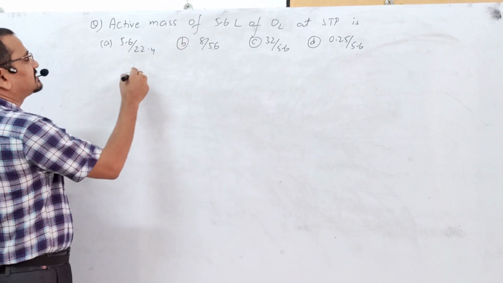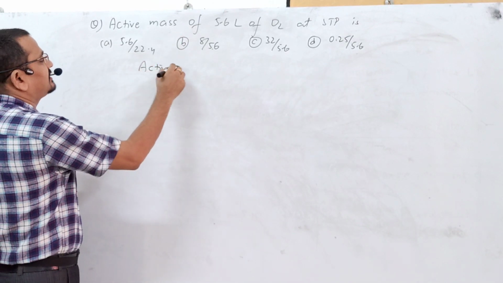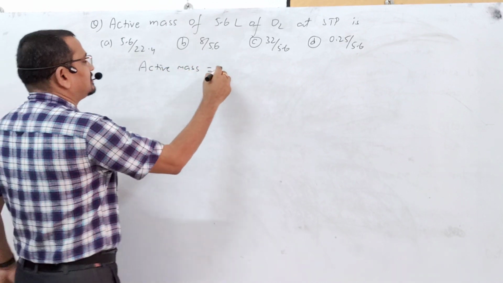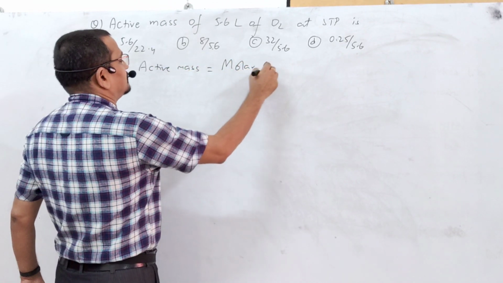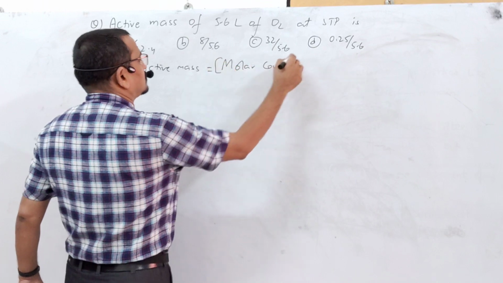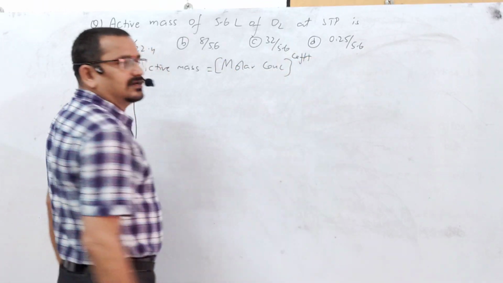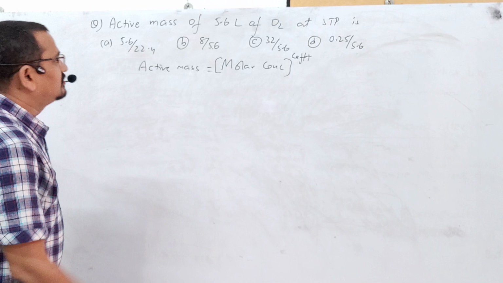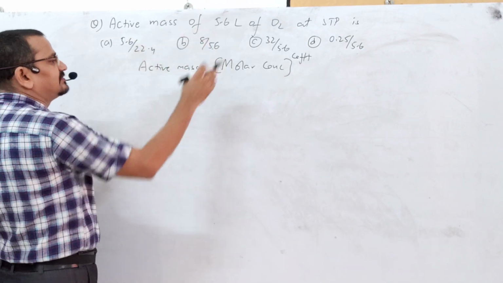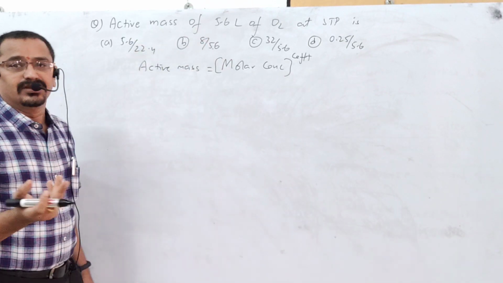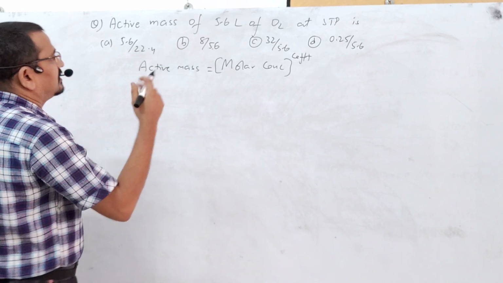Now, active mass means, what's meant by active mass? Active mass is nothing but molar concentration. Active mass is nothing but molar concentration raised to the power of its coefficient. Now, we have to find active mass of oxygen, which means we have to find molar concentration of oxygen. How to find? Now let us see.